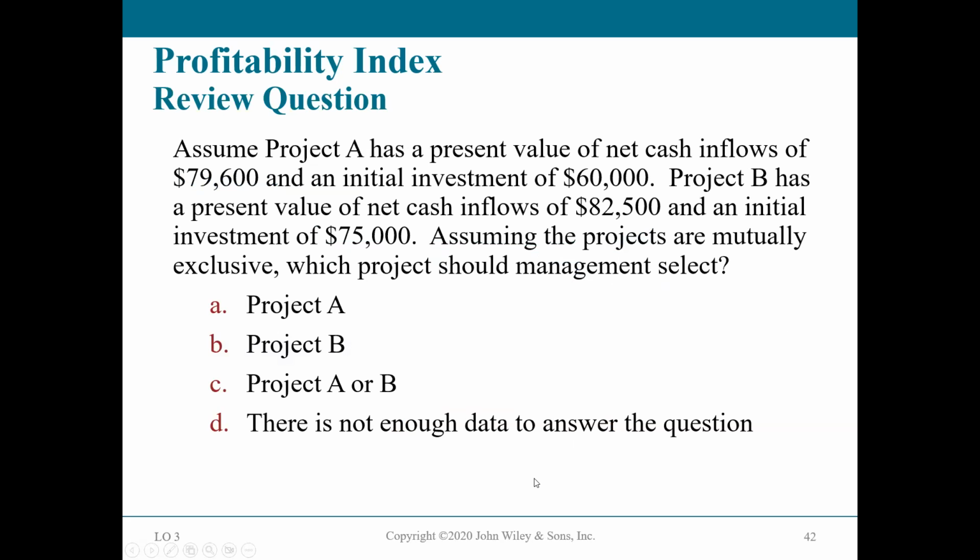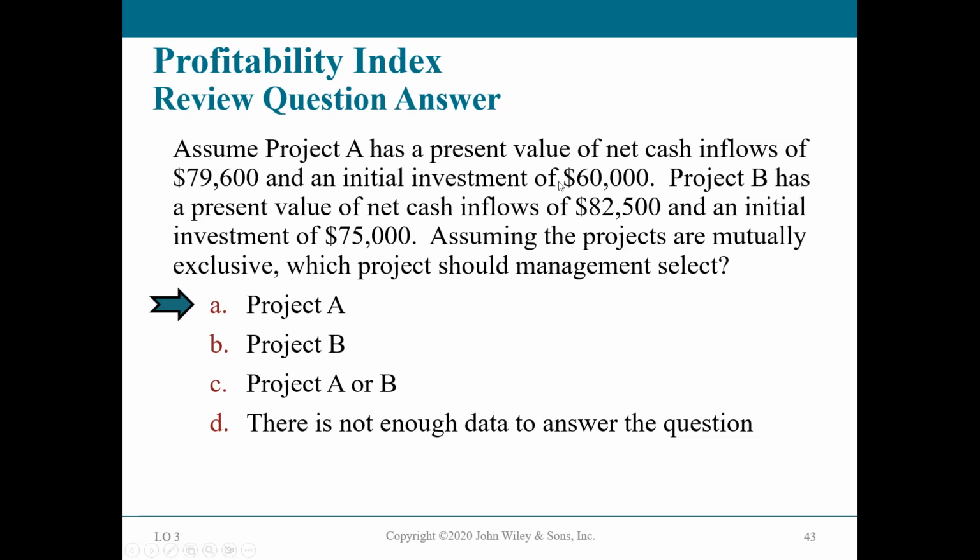Okay, let's do a little review question. Assume Project A has a present value of net cash inflows of 79.6, initial investment of 60. Project B has a present value of cash inflows of 82.5, initial investment of 75. Assuming they're mutually exclusive, which project should management select? So Project A, you have 79.6 less 60 is 19.6. And the other one's 82.5 less 75 is 7.5. So you would assume Project A, because they're mutually exclusive. And that's without looking at the profitability index.